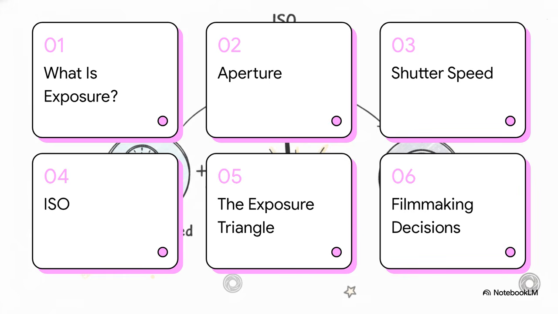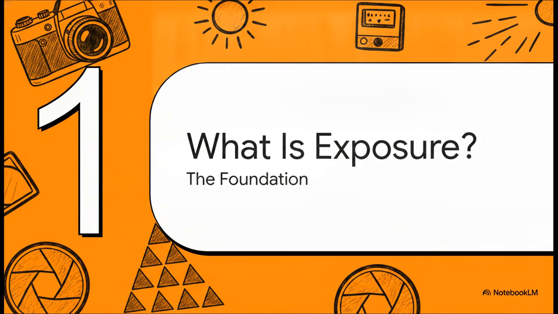Here's our roadmap for today. First, we'll look at what exposure actually is. Then, we'll break down aperture, shutter speed, and ISO. After that, we'll bring them all together in the exposure triangle and wrap up with some real-world filmmaking decisions. So, part one, what is exposure?